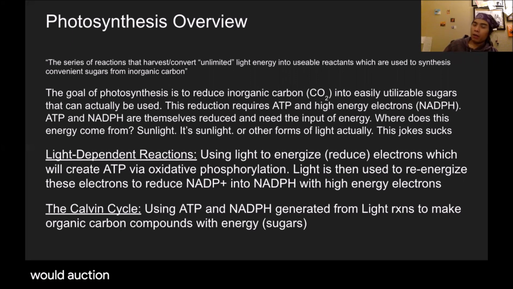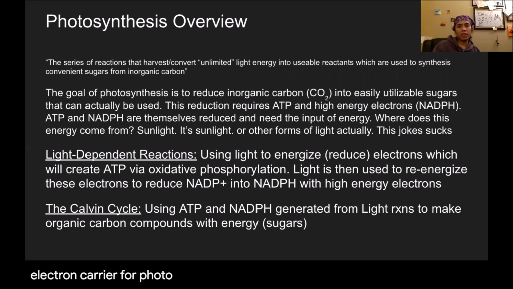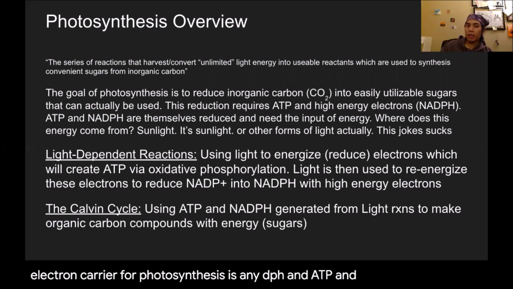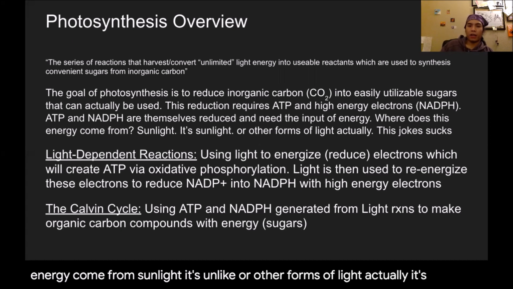So this reduction requires the usage of ATP and high energy electrons, for which the electron carrier in photosynthesis is NADPH. And ATP and NADPH are themselves reduced, and they need some input of energy. Where does this energy come from? Sunlight. It's sunlight. Or other forms of light, actually. It's like light, you know?